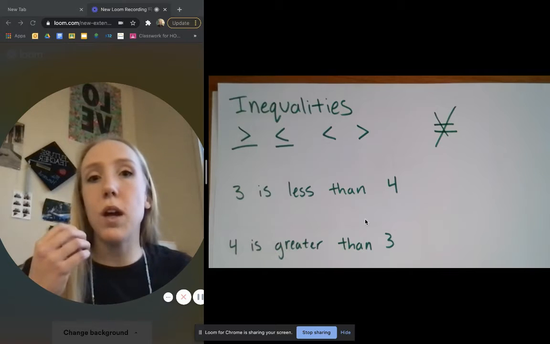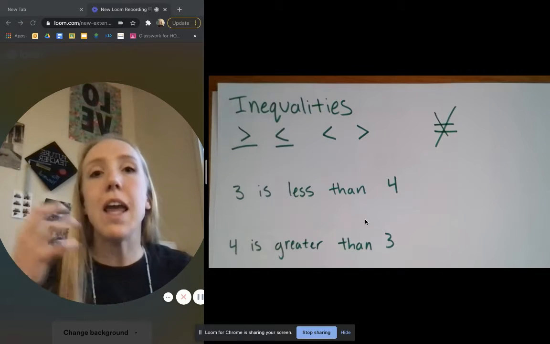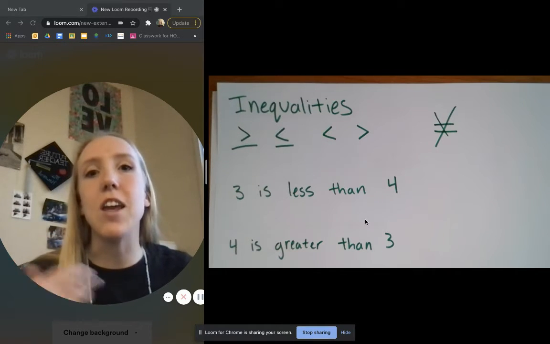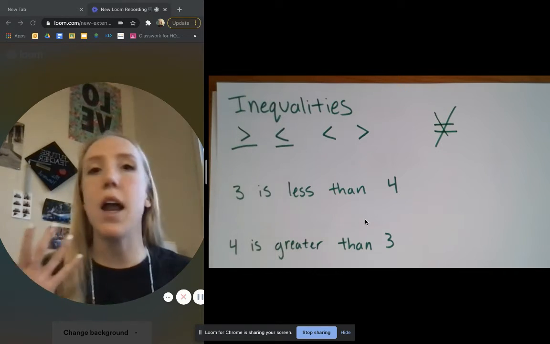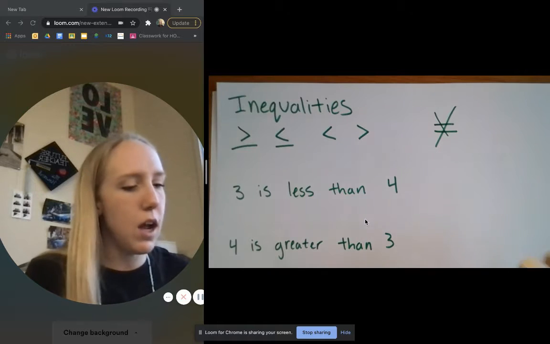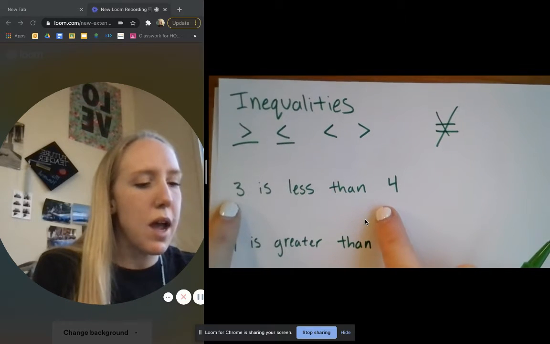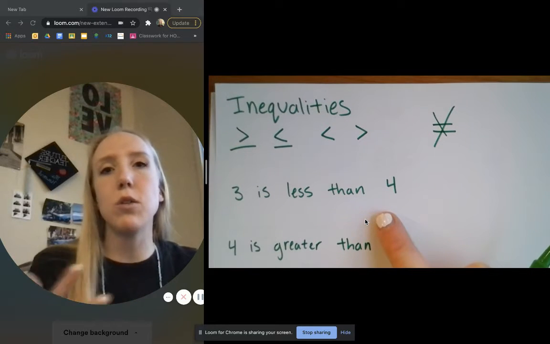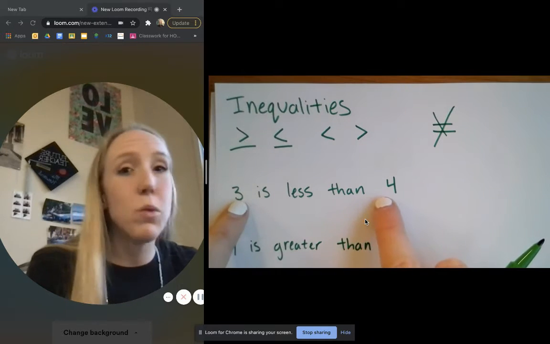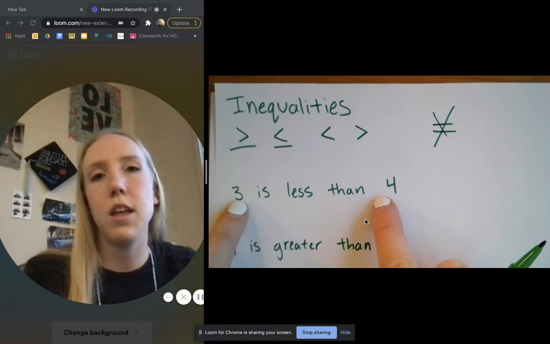Okay, so inequalities, the in- part means not, and equality means equal. So it means not equal. So both sides do not have to be equal. An example of this is when you have something that says like 3 is less than 4, you're comparing those two things. 3 is not equal to 4. 3 is less than 4.